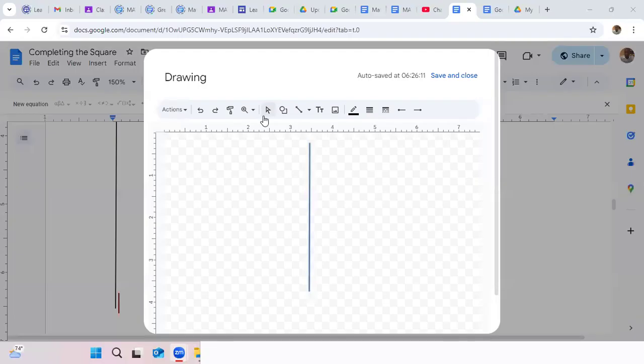So as we say, let's get straight to the point. To sketch the curve, you draw a vertical axis and you draw a horizontal axis. The horizontal axis is labeled X and the vertical axis is labeled Y.